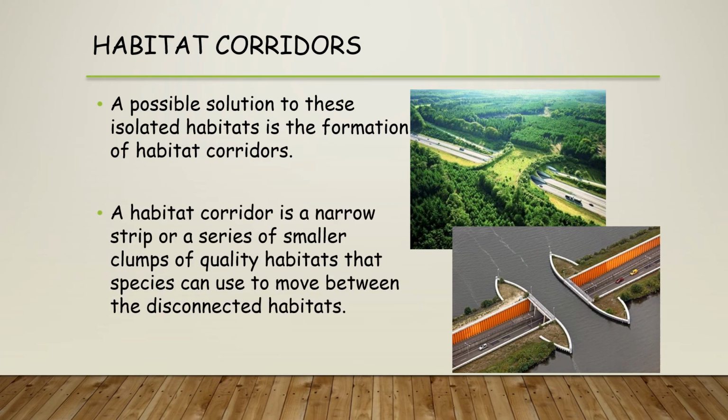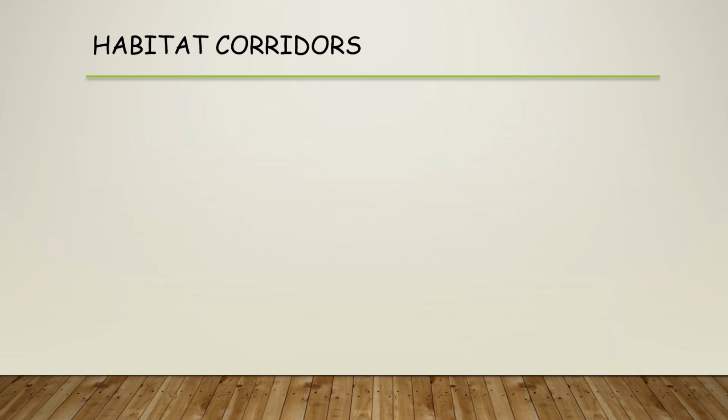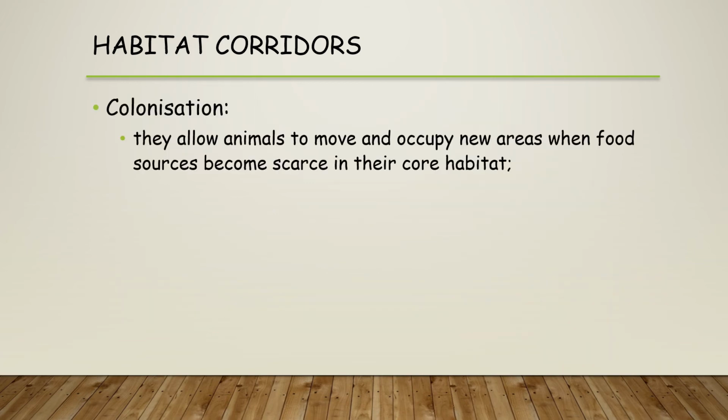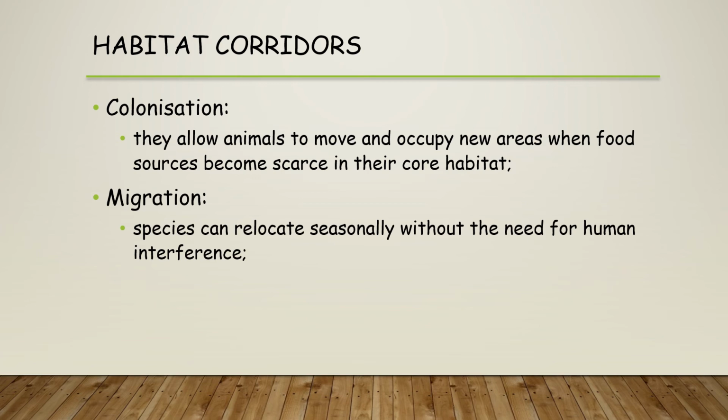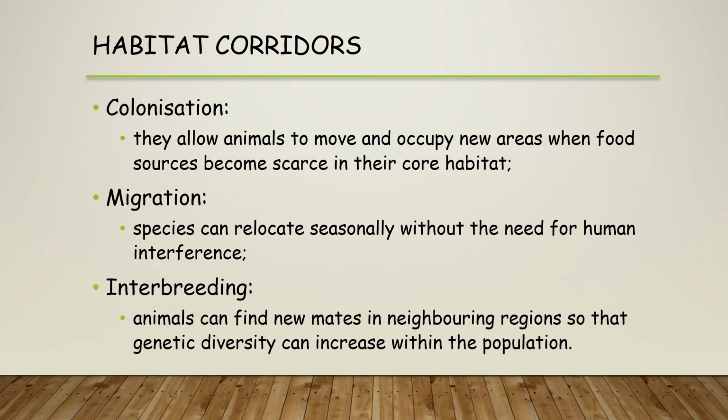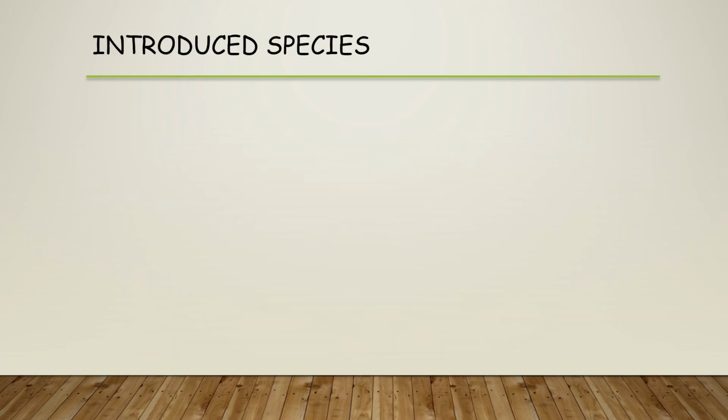So they are narrow strips or a series of smaller clumps of quality habitats that species can use to move between the disconnected habitats. And that's got a number of different benefits. So colonization, allowing animals to move and occupy new areas when food sources become scarce in their core habitat. They can migrate and relocate seasonally without the need for human interference or the danger, obviously, of crossing major roads and thoroughfares. And interbreeding, so they can find new mates in neighbouring regions so that genetic diversity can increase within that population.